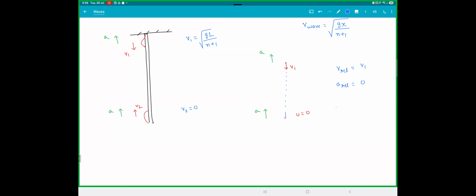And this length is L. So we can directly use the formula s relative is equal to u relative into time plus half a relative time square. So s relative is L, u relative is v1 and time t. So this is the time when the waves will meet. You can make this question into kinematics. Is this making sense? The two pulses will behave as if they have a constant acceleration. There you got the time. So this is the time when both the waves will meet.